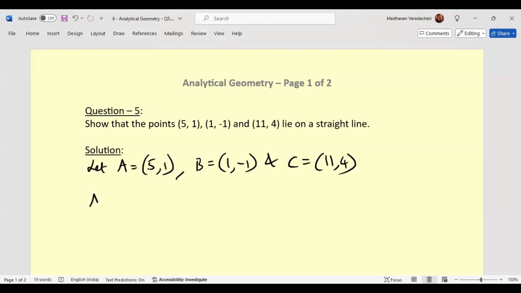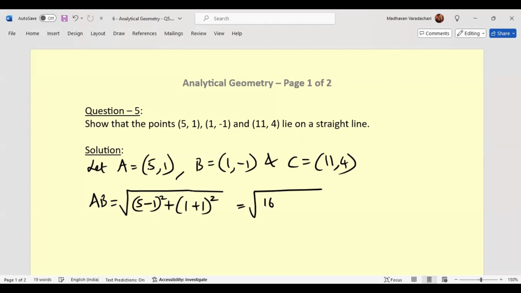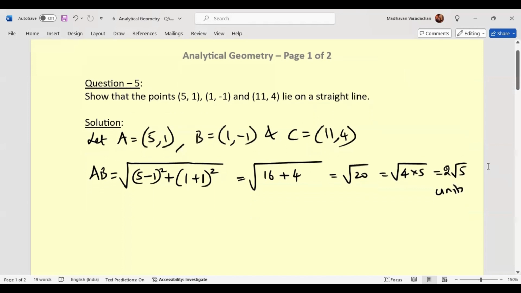Now let us find out what is AB. AB will be square root of (5 minus 1) the square plus (1 minus (-1)) the square. It becomes (1 plus 1) the square. So let us calculate this. 4 square is 16. 2 square is 4. So we get root of 20. Root of 20 can be written as root of 4 into 5. That can be rewritten as 2 root 5 units. That is the distance between points A and B.